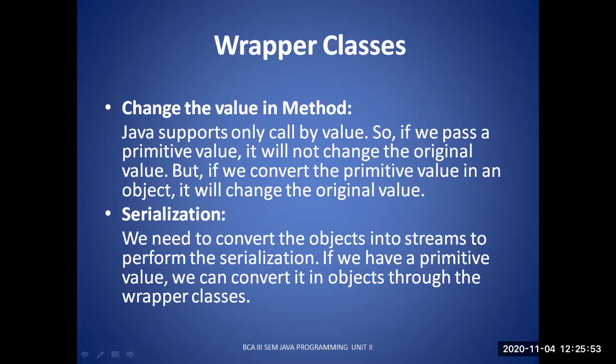Next, serialization. In this concept, we convert the objects into streams to perform the serialization. That is, object contents will be sent to a stream, an output file, or some kind of document. We pass the object contents, so to do that we need serialization. If we have a primitive value, we can convert it into an object through the wrapper classes. That is part of serialization.